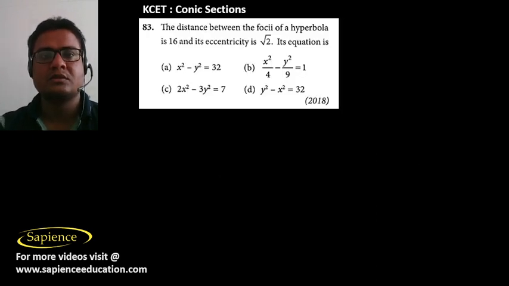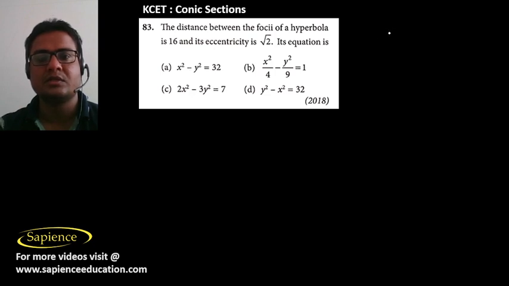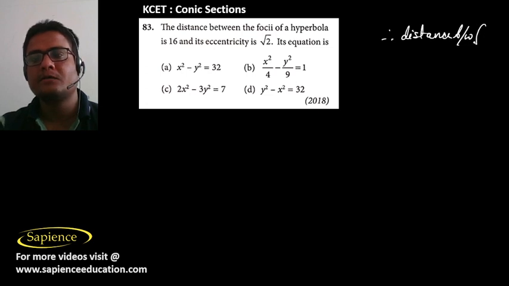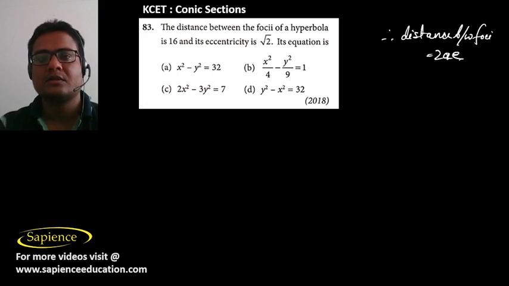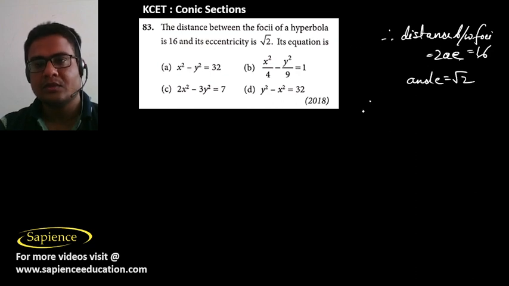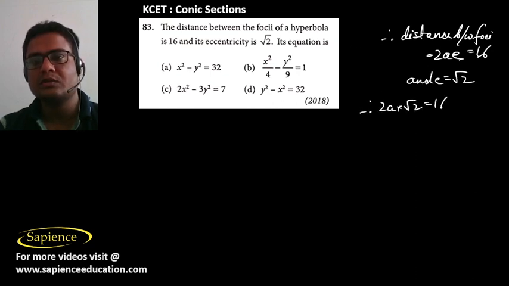Then here it is told the distance between the foci of a hyperbola is 16. The distance between the foci is given as 2ae units, where e is the eccentricity. So that is given as 16 and the eccentricity e is given as root 2. Then we have to find the equation of this hyperbola. So 2a into root 2 is equal to 16. So a equal to 8 by root 2, that is 4 2s are 8. So a is equal to 4 root 2.